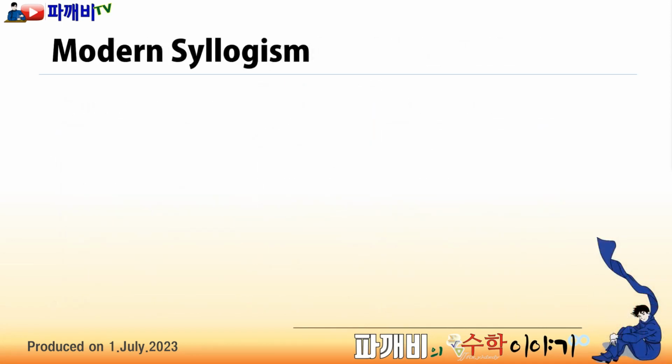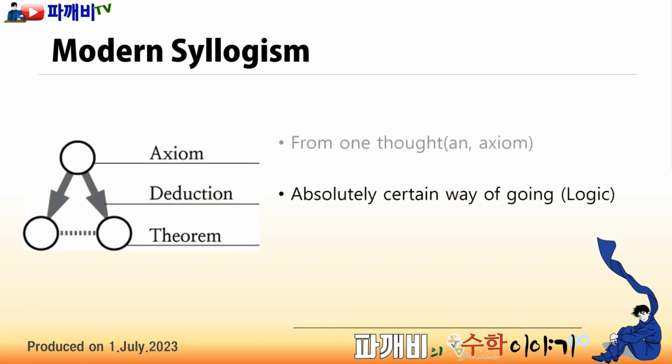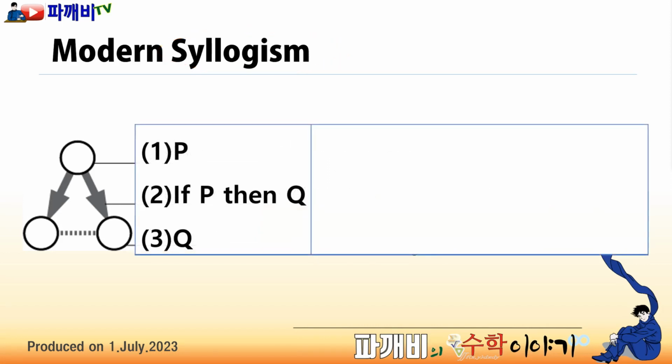In the history of mathematics of the year 2000, mathematicians have clearly established the nature of this logical reasoning. Logical reasoning corresponds to the deduction in this picture, and it is therefore an absolutely certain way of going from one thought, an axiom, to a new thought, a theorem. This logical reasoning is summarized in the modern syllogism. This can be expressed in words as follows. That is, from P and if P then Q, we derive Q.